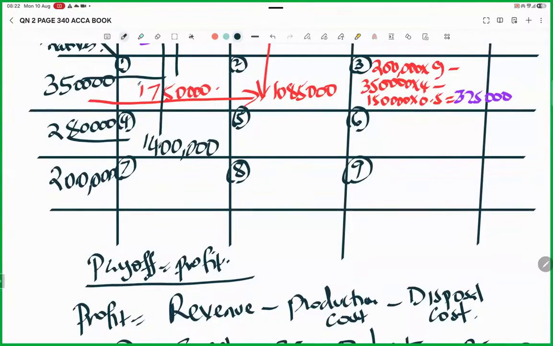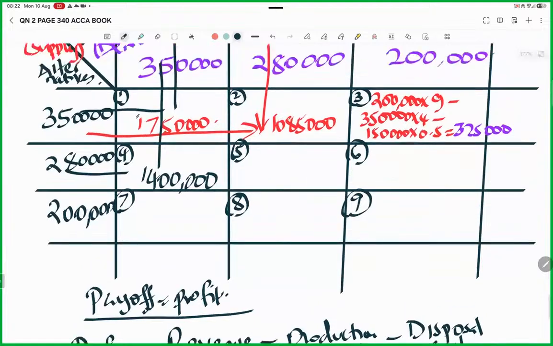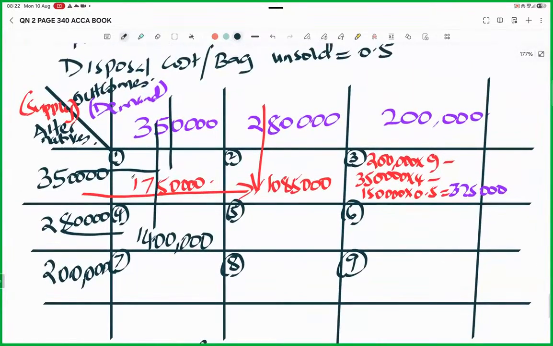You come to cell 5. So cell 5, ladies and gentlemen, we produced 280,000 and demand was 280,000. So we sell 280,000 times 9 minus the 280,000 times production cost. There is no quantity which was left unsold. So I'm being told that this one as well is 1,400,000.